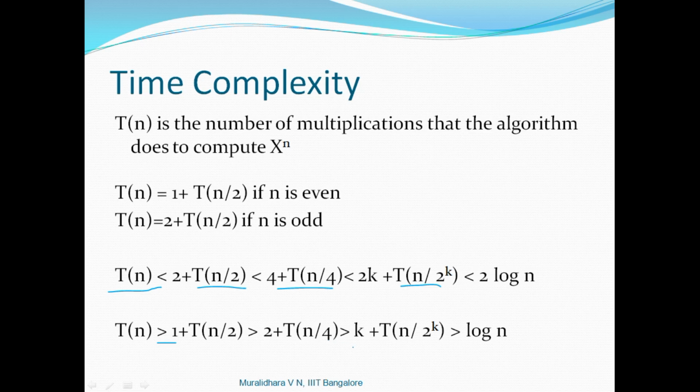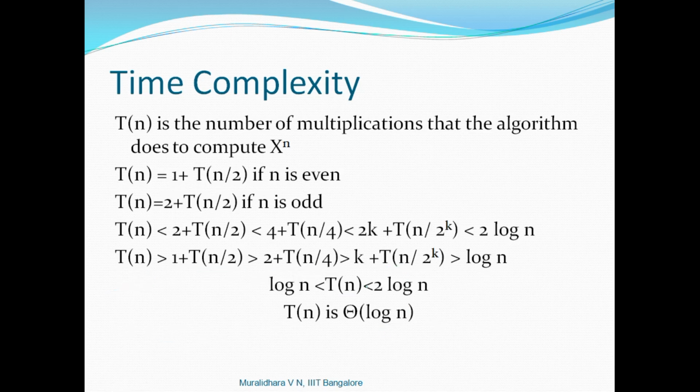So if I apply k number of times, I get k plus T of n by 2 to the power k. If I plug in the value of k is equal to log of n, then I get that this will be log of n plus T of 1, which is 0. So in summary, what we are going to get is that T of n is at most 2 into log of n, but it will be at least log of n. So T of n is a number between log of n and 2 into log of n.